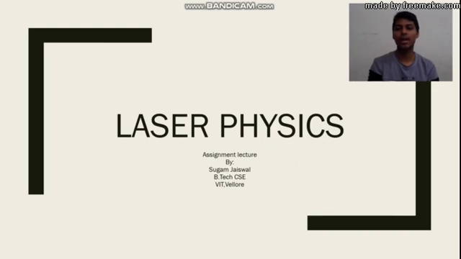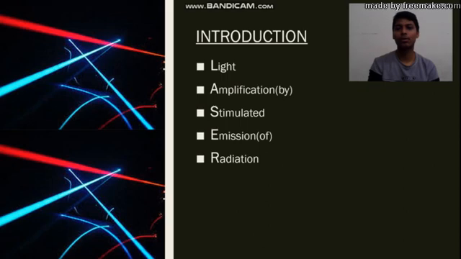So let us first know what laser actually means. If we expand laser into its full form, we get light amplification by stimulated emission of radiation. L stands for light, A for amplification, S for stimulated, E for emission, R for radiation. So by this definition, light amplification obtained by stimulated emission of radiation is termed as laser. What does light amplification actually mean?